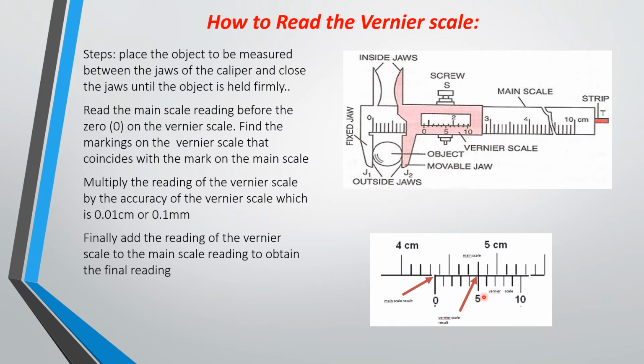When you take this reading, you multiply the reading on the Vernier scale with your accuracy. The Vernier scale accuracy is 0.01 centimeters. So multiply whatever reading you have by 0.01 centimeter. Then finally add the reading of the main scale to the reading of the Vernier scale. That will give you the total reading of the Vernier. That is how to read a Vernier. Now we're going to go to practical examples of some Vernier scales that have been drawn, then we'll see how to read them.